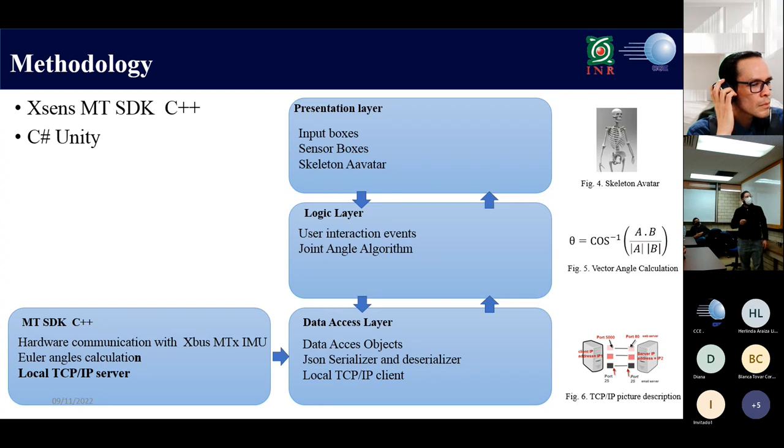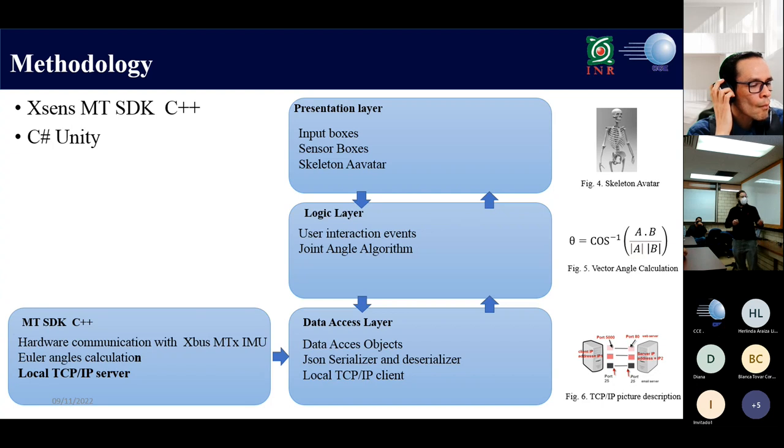The part that is developed in Unity has the user interface that shows the user avatar, the input boxes, and some sensor boxes that show the movement of the sensors. The second layer is the layer that controls the first layer, the interface, but also calculates the joint angles of the person. And this logic layer communicates with a data access layer.